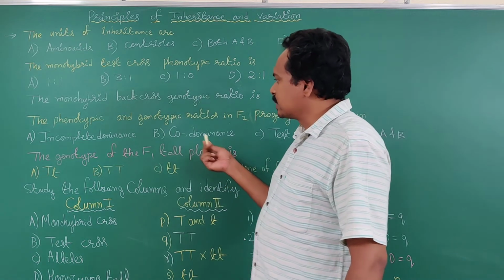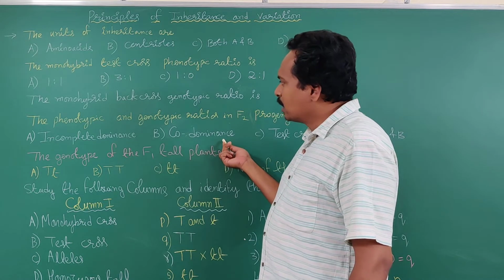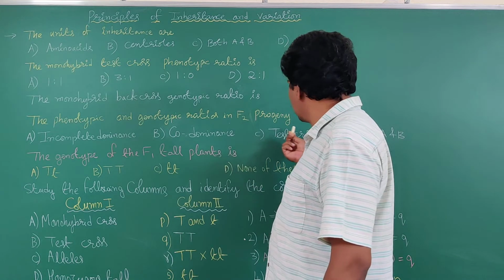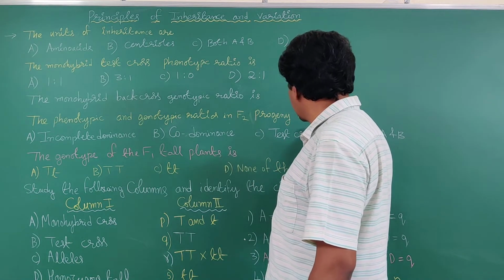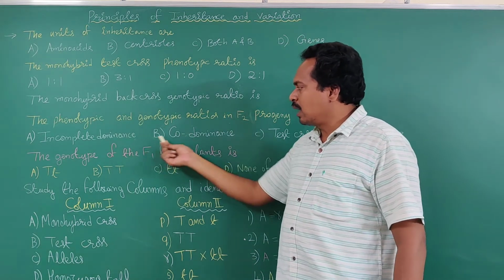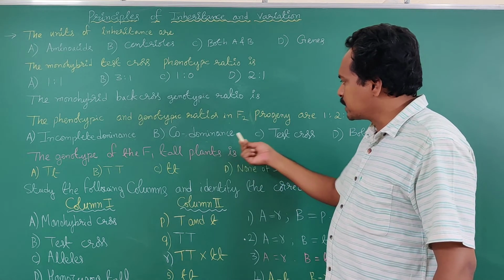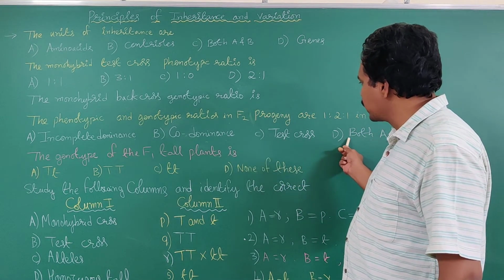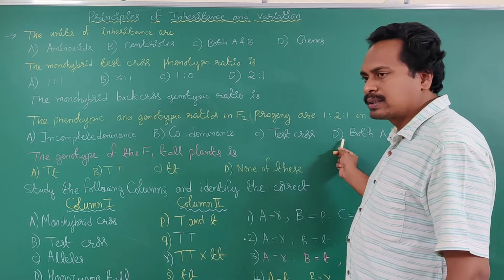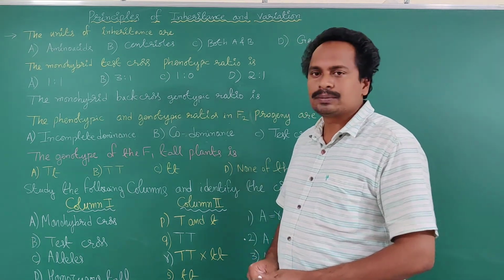In both these processes, incomplete dominance and codominance, the phenotypic and genotypic ratios are the same in F2 progeny, that is 1:2:1. So which option is the correct answer? Option D is the correct answer. Both A and B.